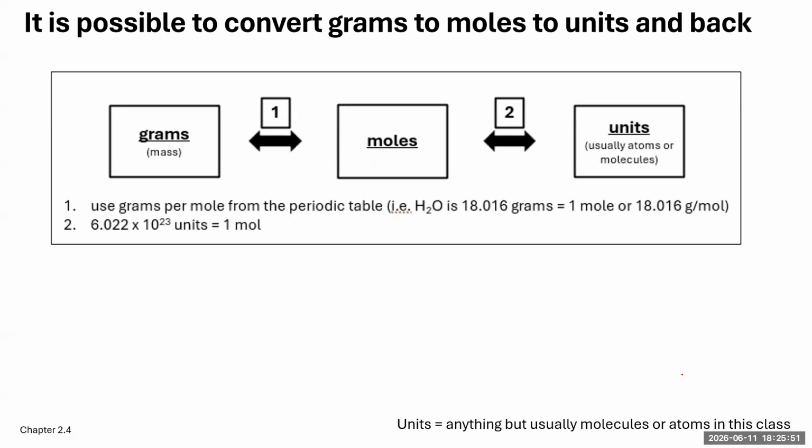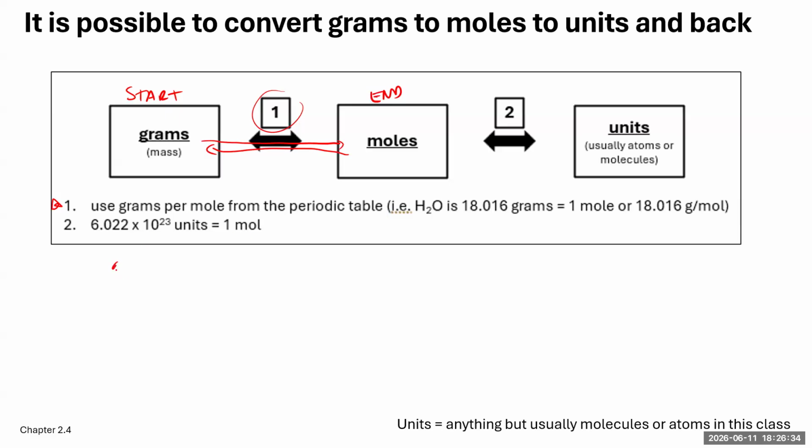So this is a little table that a lot of people use. Basically, this lets you figure out what to do. It's just like a little game board. If you're starting here at grams and you want to go to moles, you just have to cross number 1. So you're going to use the note for number 1. Use the grams per mole from the periodic table. For instance, water is 18.016 grams equals 1 mole, or 18.016 grams per mole, right? Or you can go back. You just do the same thing, but you just swap the fraction.